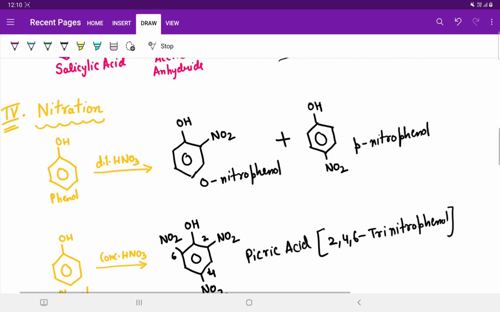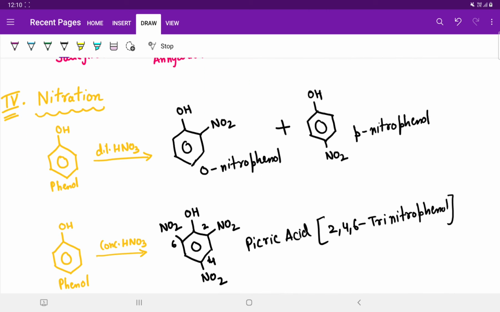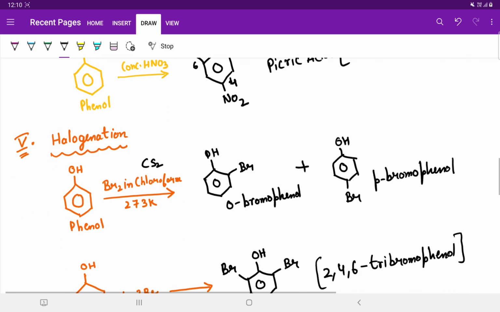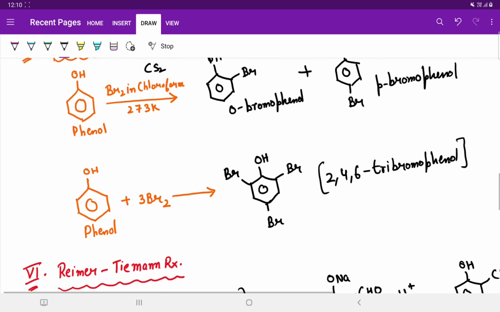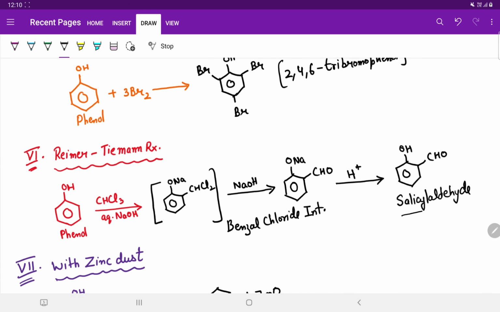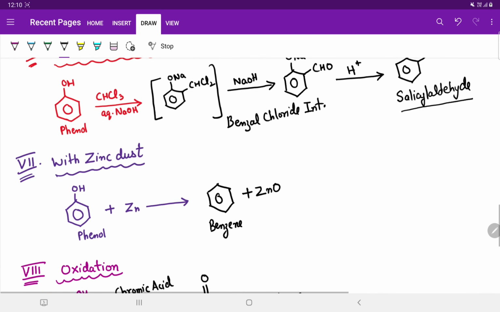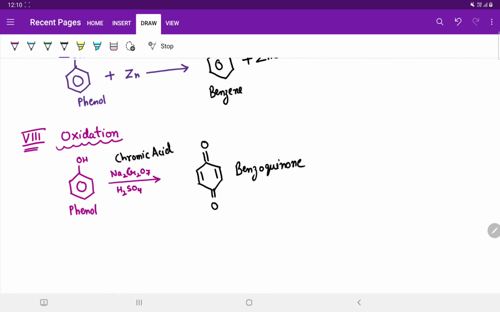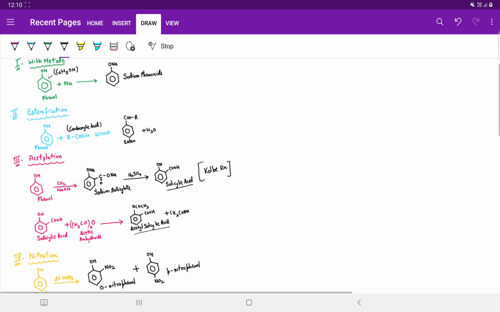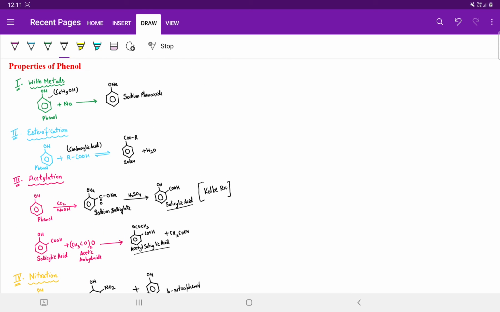Next property is the nitration. In this, the phenol is forming the ortho and paranitrophenol, and in presence of concentrated nitric acid, it leads to formation of picric acid. Then comes the halogenation, similar to that of the nitration. The Reimer-Tiemann reaction is the formation of corresponding aldehyde known as salicylaldehyde. Then the reaction with the zinc dust, and finally the oxidation of phenol that leads to formation of the corresponding quinones. So, I hope students now you are all clear with the various chemical properties of phenol, and you can easily attempt this question.